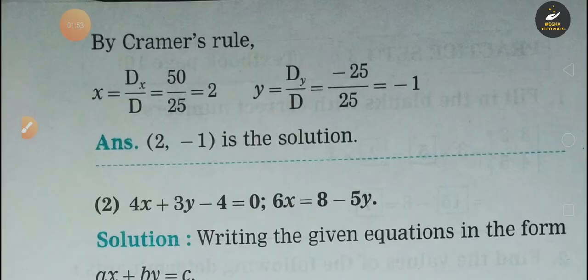So using Cramer's rule you can write x is equal to Dx upon D, which is 50 upon 25 is equal to 2, and y is equal to Dy upon D, which is minus 25 upon 25 is minus 1. So your final answer is x comma y is equal to 2 comma minus 1.